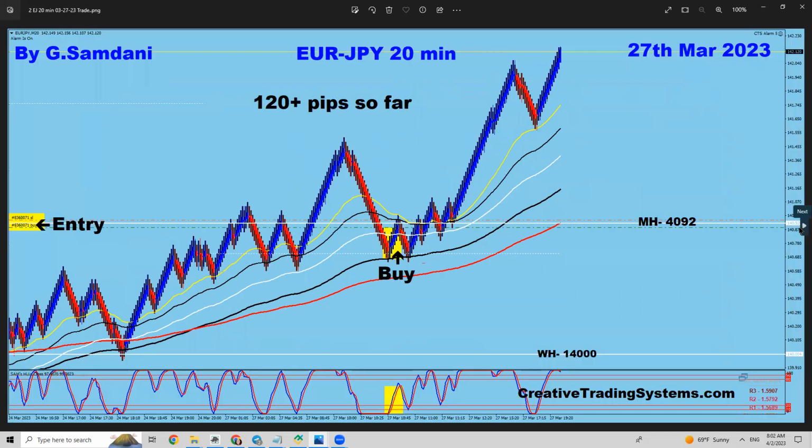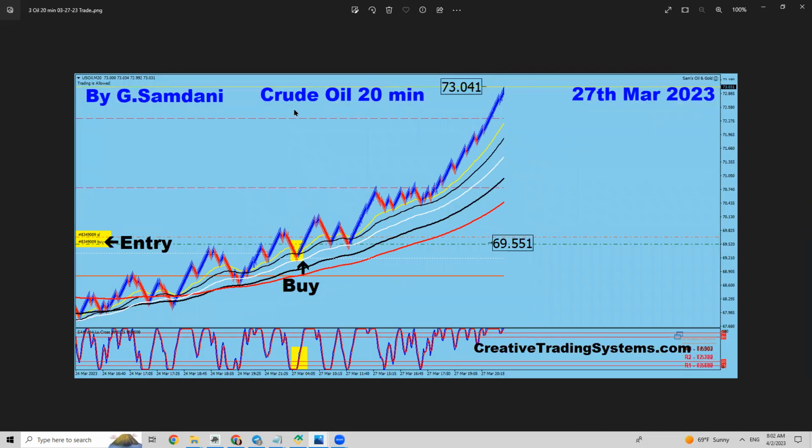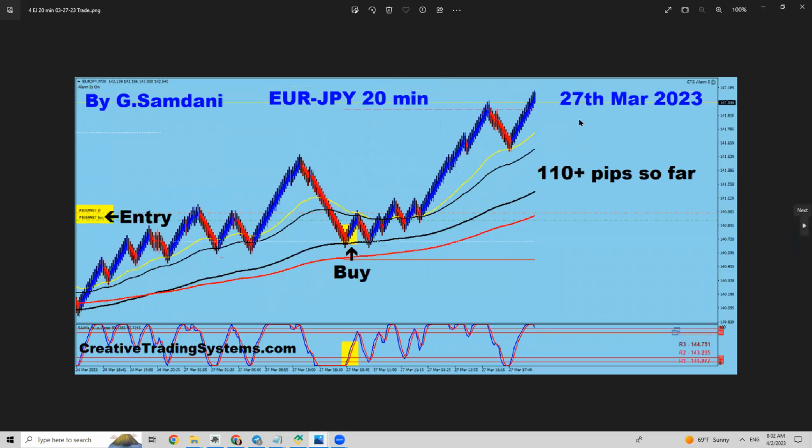So 155 pip here. Euro yen, same kind of setup, but I took this dip here and then it goes from here to 120 pip buy order here. Then again, crude oil from 69.55 to 73 on the 27th. And here on the 27th, euro yen again from the other computer. Same entry, but on the other computer. You can see the size of the trade in this picture. It's a laptop. All right, so this is 110 pip there.